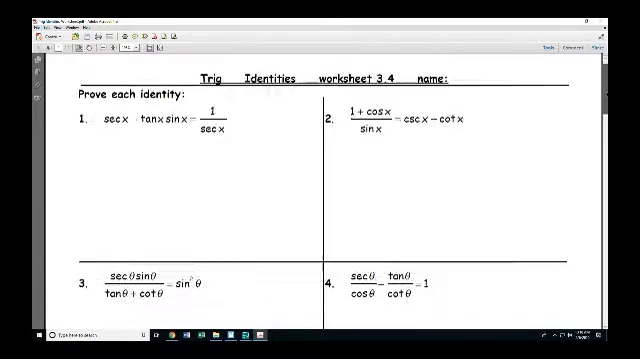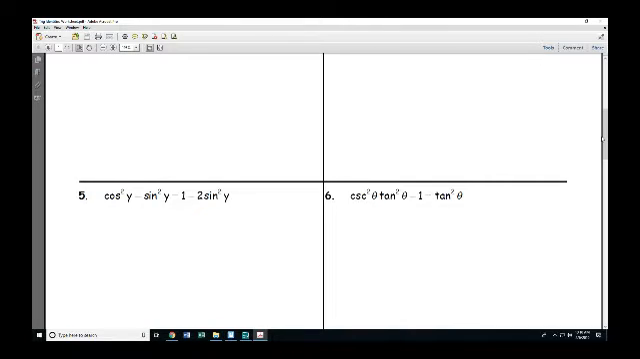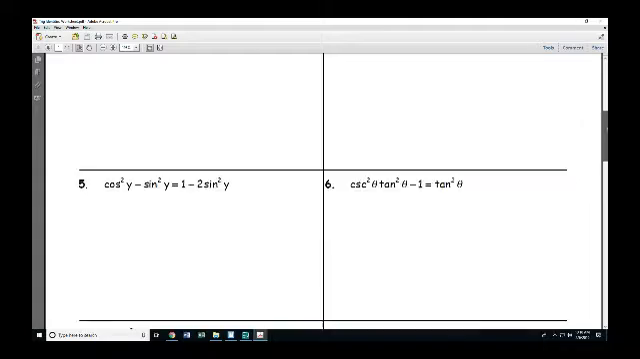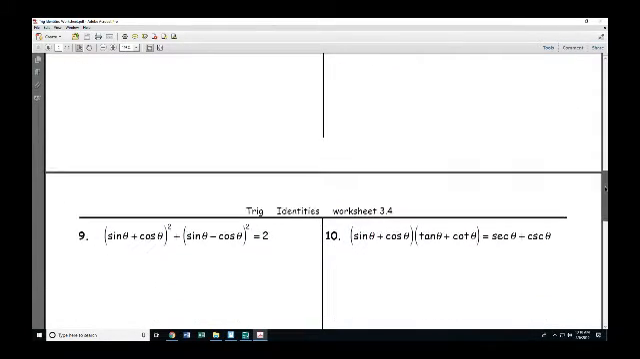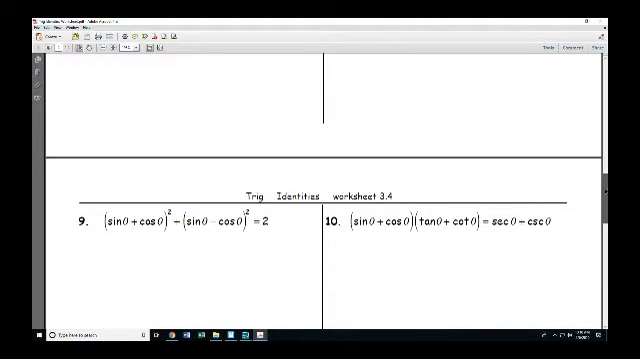So this is the worksheet that is posted on Google Classroom, 1 through 9 odd, due tomorrow. Tomorrow we're going to do 2 through 10 even, if necessary. If you show me that you know this, we can move on. If you're having trouble, we can take tomorrow and fix it.